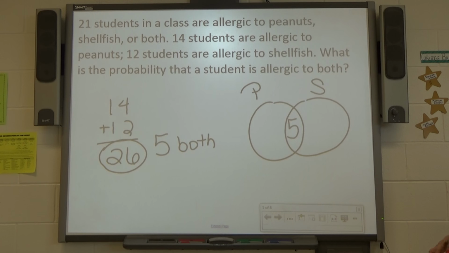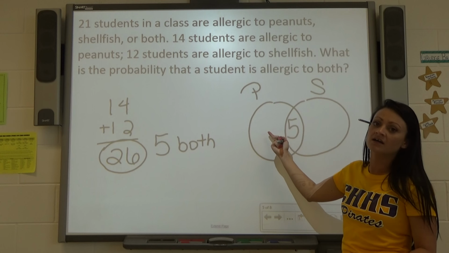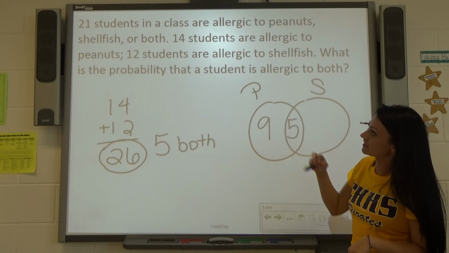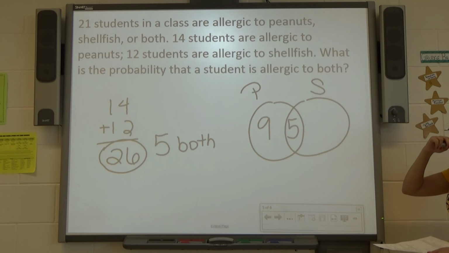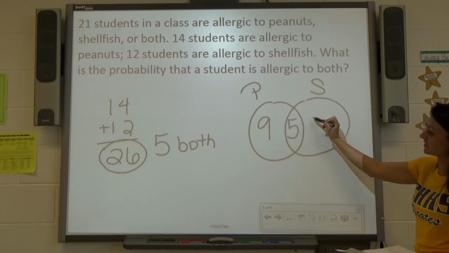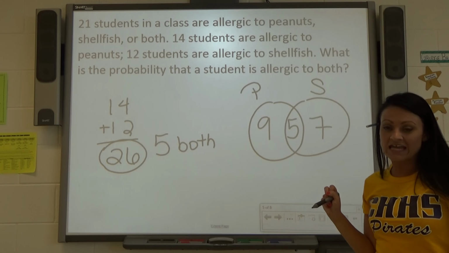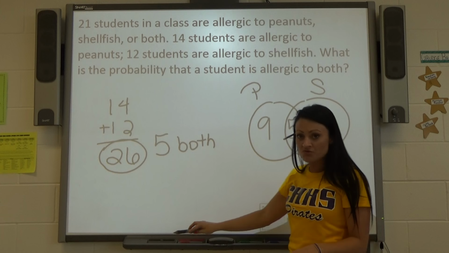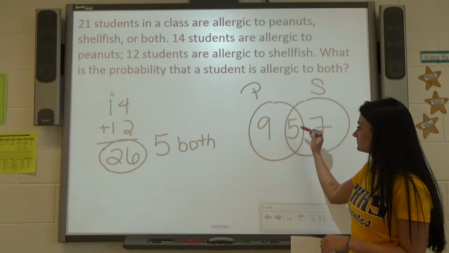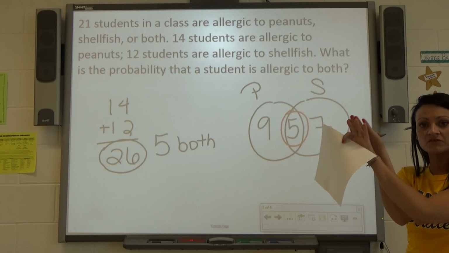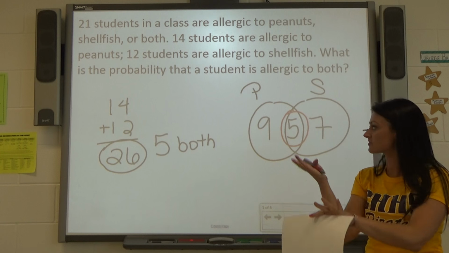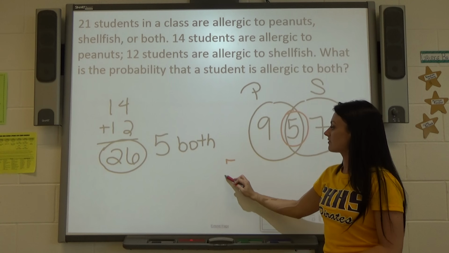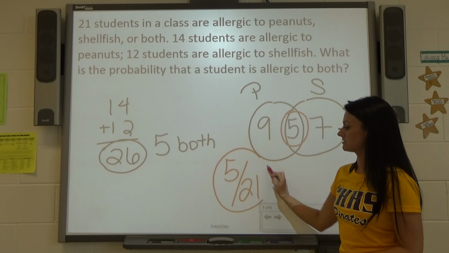So, just like we did on the last problem, in order to find the number of people that are only allergic to peanuts, I'm going to subtract, which is going to give me 9. I'm going to do the same thing to figure out the number of students that are allergic to shellfish, which is going to give me 7. And now our mission is to find the probability that a student is allergic to both peanuts and shellfish, which are those people that are in the overlapping section because they have both a peanut allergy and a shellfish allergy. So that would be 5 out of 21.